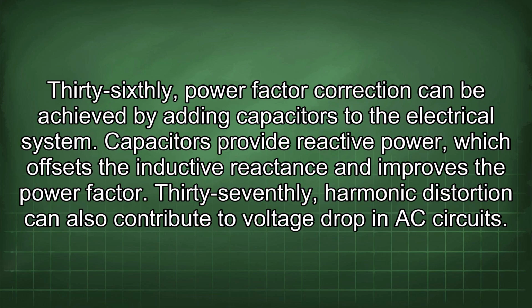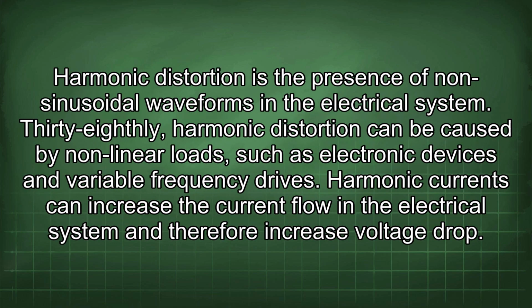36thly, power factor correction can be achieved by adding capacitors to the electrical system. Capacitors provide reactive power, which offsets the inductive reactance and improves the power factor. 37thly, harmonic distortion can also contribute to voltage drop in AC circuits. Harmonic distortion is the presence of non-sinusoidal waveforms in the electrical system.